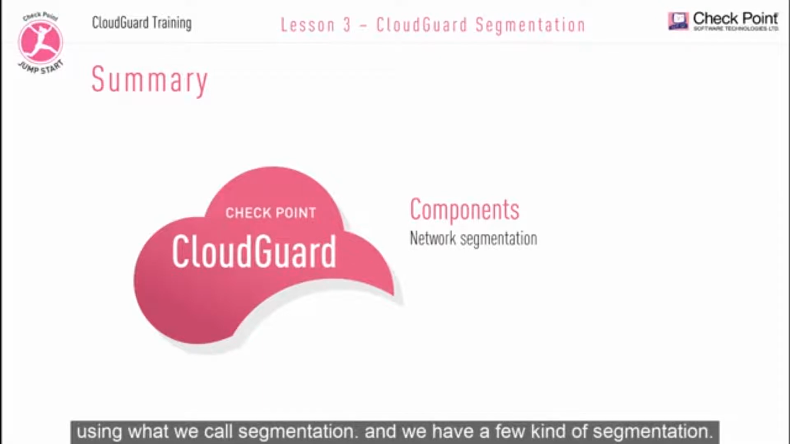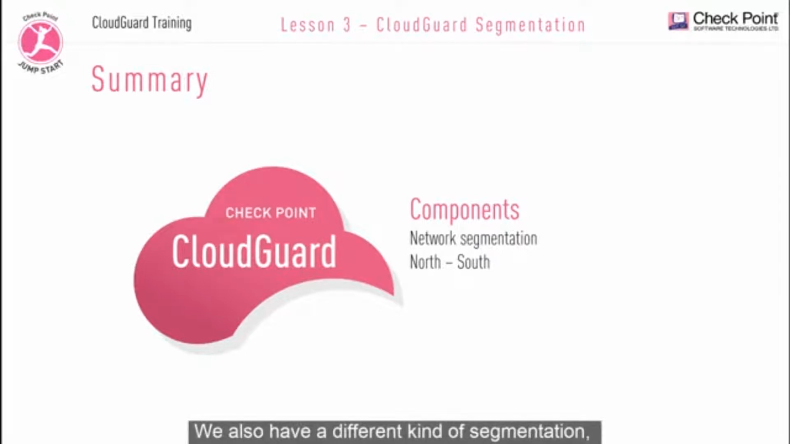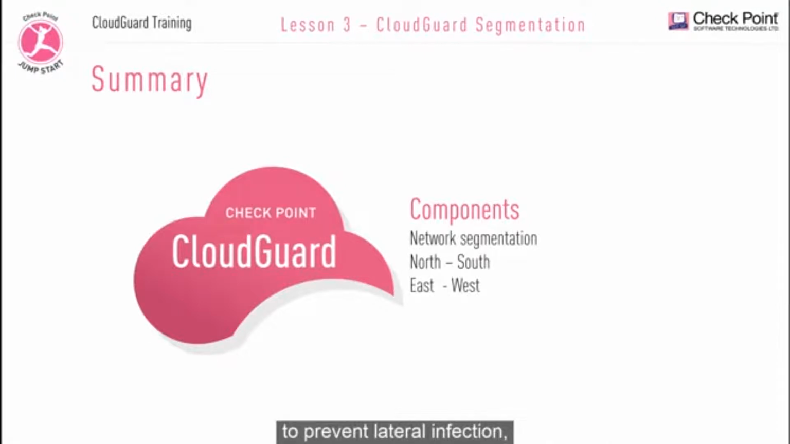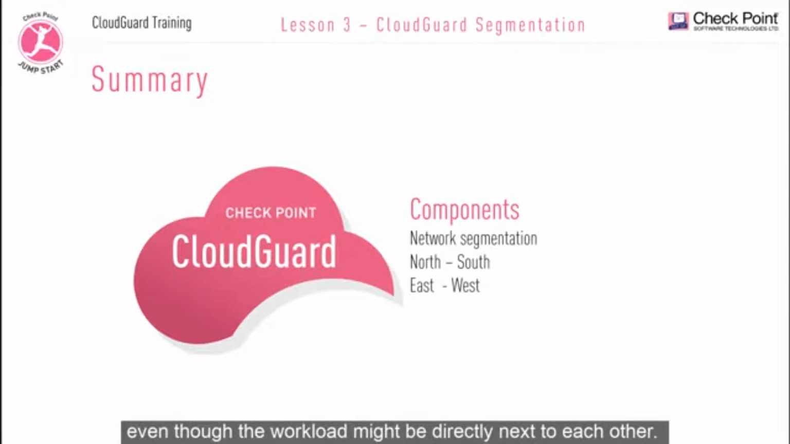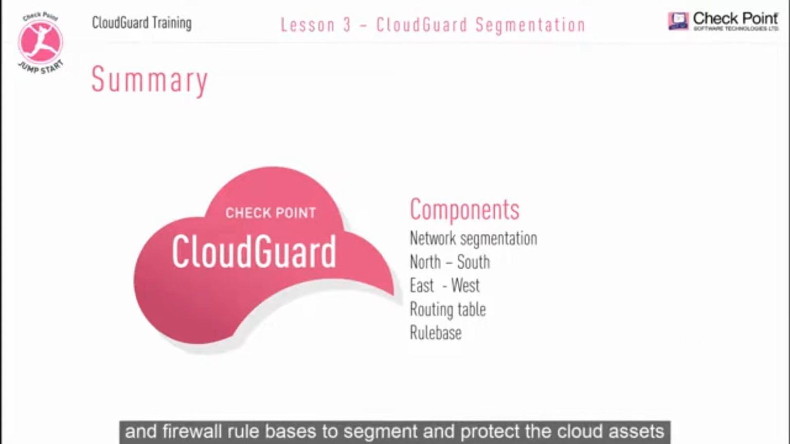And we have a few kinds of segmentation. We have what we call the north-south segmentation, which helps direct and secure the traffic flow to and from the internet and also to the corporate offices. We also have a different kind of segmentation, what we call east-west traffic flow segmentation. And here we can segment traffic to prevent lateral infection, even though the workloads might be directly next to each other. We use creative cloud routing solutions and firewall rule bases to segment and protect the cloud assets.